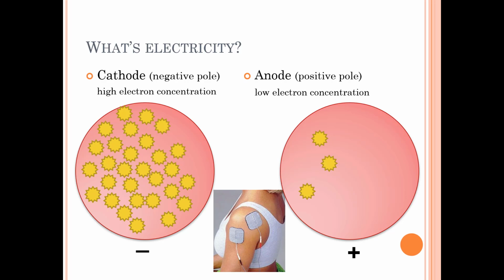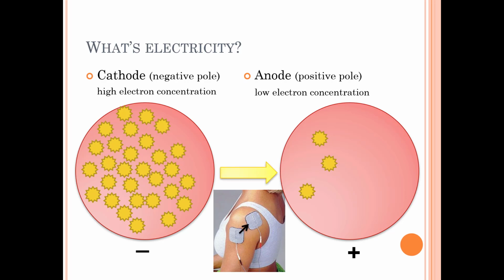As can be seen in the picture on the slide, electricity has a negative and a positive pole. The negative pole is called the cathode and is an area of electron concentration. The positive pole is called an anode and is in an area of low electron concentration. In certain forms of energy, the polarity matters as electrical current is flowing in only one direction.